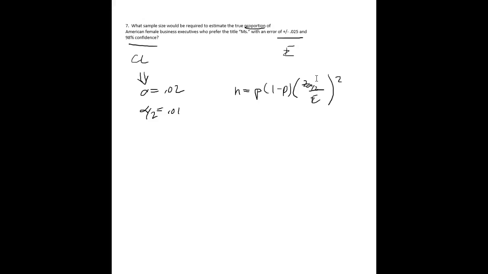All right, and we don't have a proportion here, so what do we use? We use 0.5 because that's going to maximize our N.